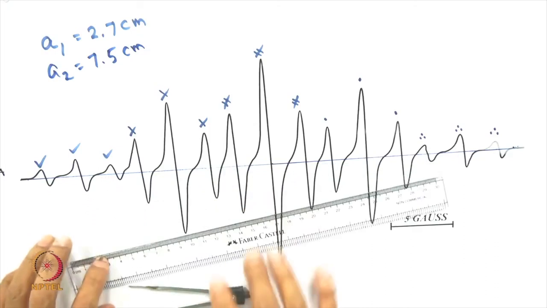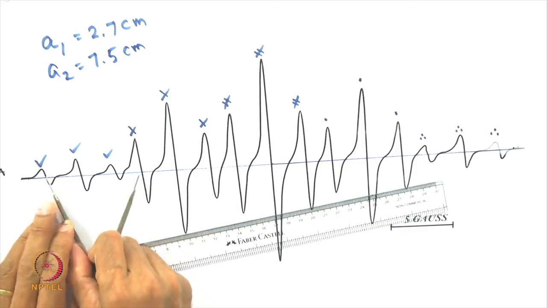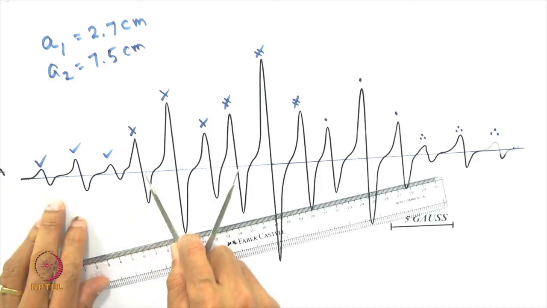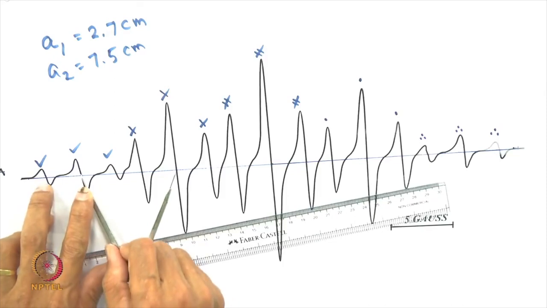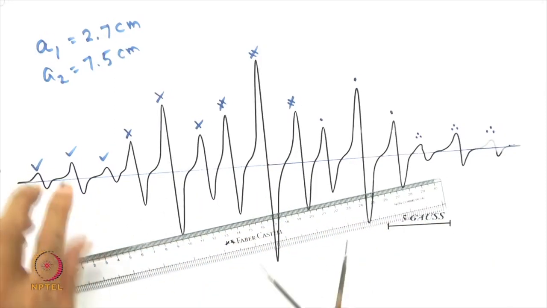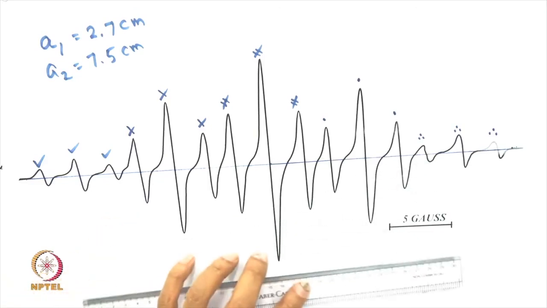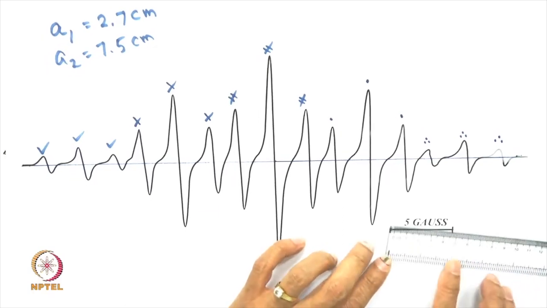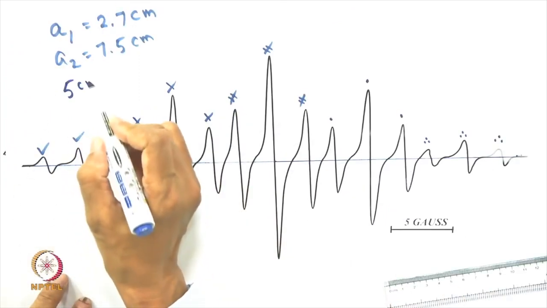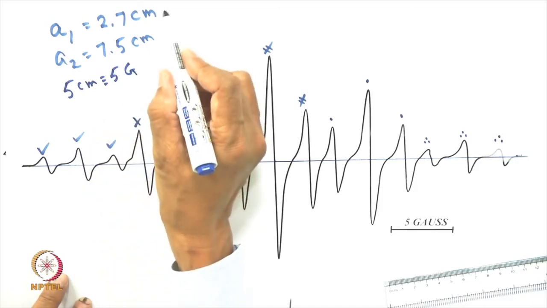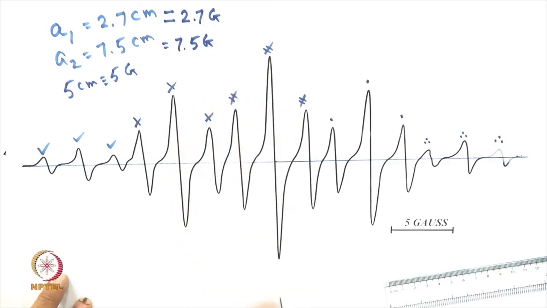We can confirm that by checking that this should be consistently followed by all the lines. So this is the gap here. Now, between this and then here, yes, it matches with that, this matches with this, this also matches, or if you take the center of this group of lines, then between this and this, this and this. So this group, they all belong to another coupling constant whose measure is 7.5 centimeter. Okay. So now from the scale, again here 5 centimeter is called 5 Gauss. So this corresponds to 2.7 Gauss, this corresponds to 7.5 Gauss. Here is the splitting constant.